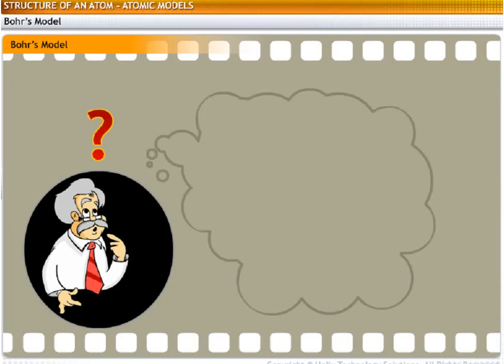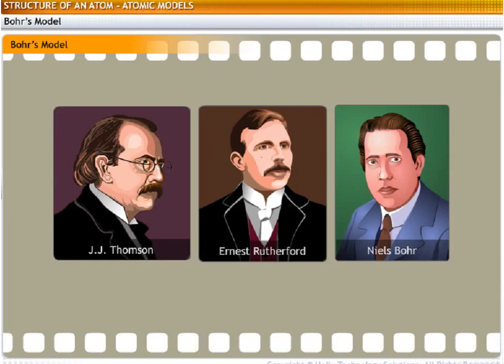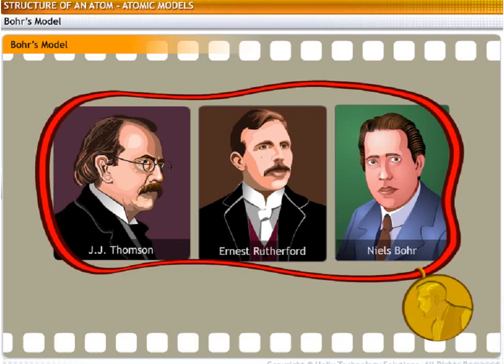However, Bohr's model did not apply to elements like helium and lithium. The model was also unable to explain the structure of chemical bonds. Despite the limitations of their atomic models, the work of Thomson, Rutherford, and Bohr is considered path-breaking. All three scientists received Nobel Prizes for their theories. Therefore, these three atomic models are the foundation for our present-day understanding of the structure of an atom.